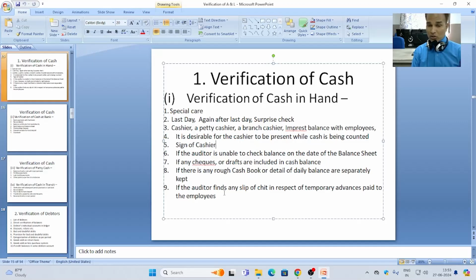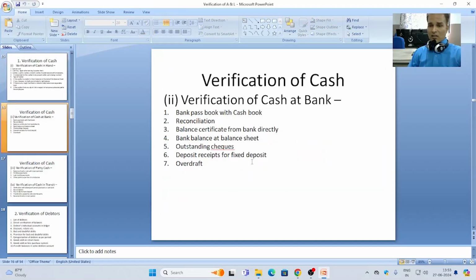Without authorization of the authorized signatory, the chit or slip available as proof of temporary advance cannot be accepted by the auditor. So, by following these processes or precautions, an auditor can do verification of cash in hand easily and very effectively. Next is verification of cash at bank.